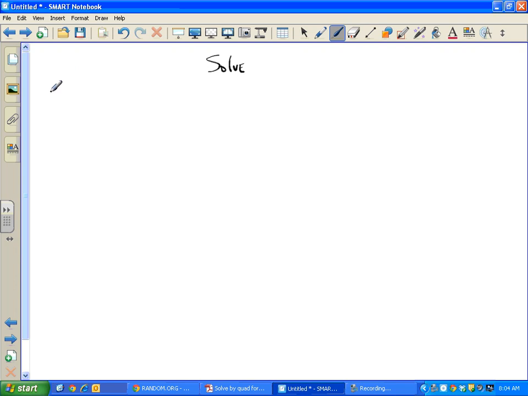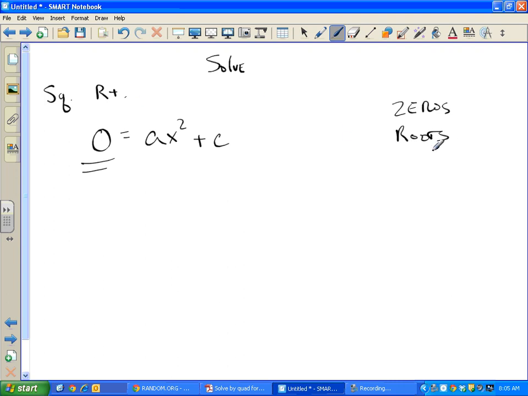Now, to solve by square root, what form did it need to be in? It needs to be 0 equals ax squared plus c. Why does it have to be equal to 0? You are trying to find the zeros. You're trying to find the roots. This is why it's called the roots, because you end up taking the square root.